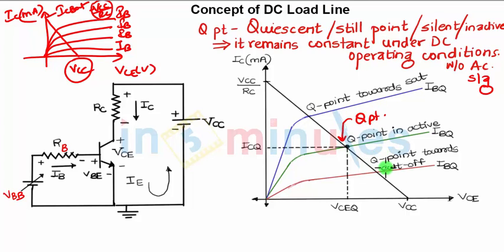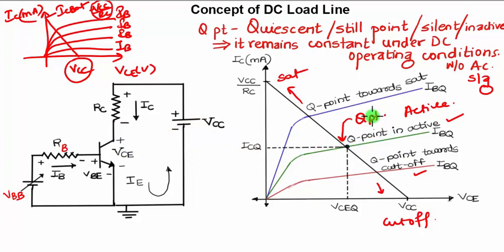Now the position of the Q point varies. If it is at the center of the DC load line, we say the transistor is operating in the active region. If the Q point is towards the cutoff region, the transistor is operating in the cutoff region. And if it is towards saturation, here you have the saturation region, here you have the cutoff region, and at the center you have the active region. If the Q point is moving upwards towards saturation, then the transistor is operating in the saturation region. So the Q point decides the region of operation of the transistor. This is the concept of the DC load line and the Q point.